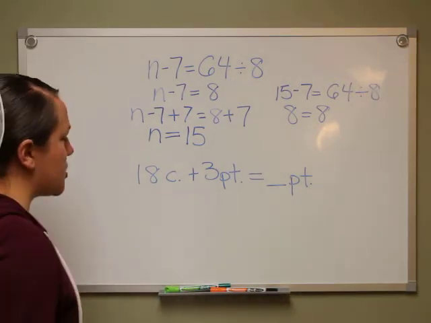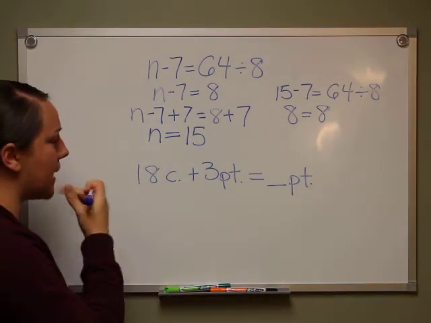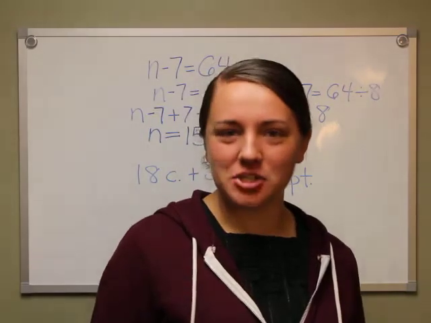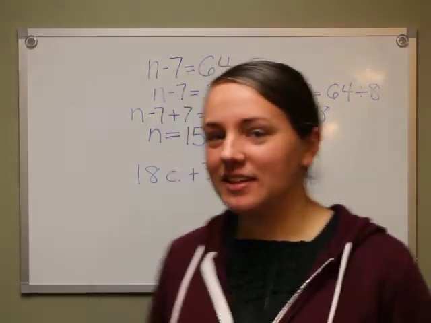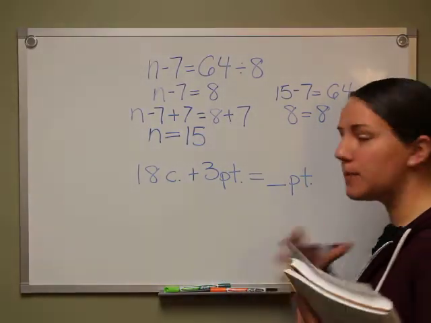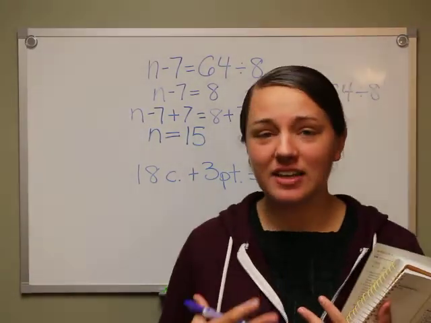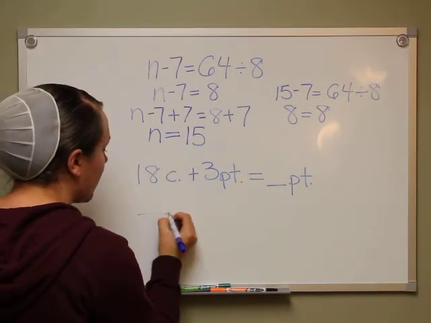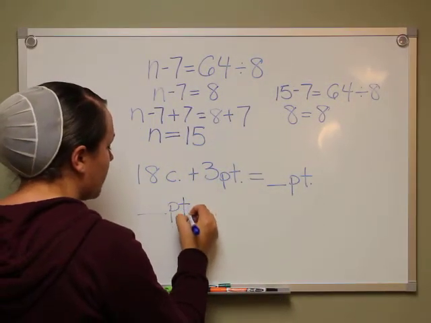Now what about a measurement equation? I have 18 cups plus 3 pints equals how many pints? How do we solve a measurement equation? Now first of all, we need to decide what we're changing to, okay? So our answer is supposed to be in pints. So everything needs to be changed to pints. So underneath our problem, we're going to put blanks with pint for each one.